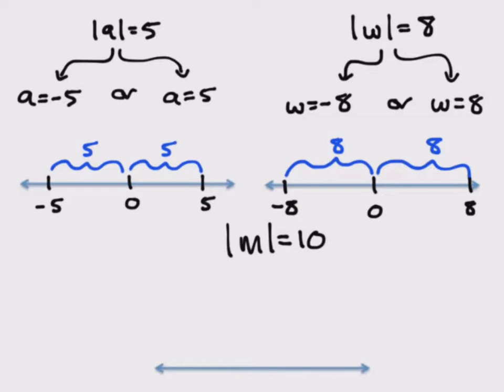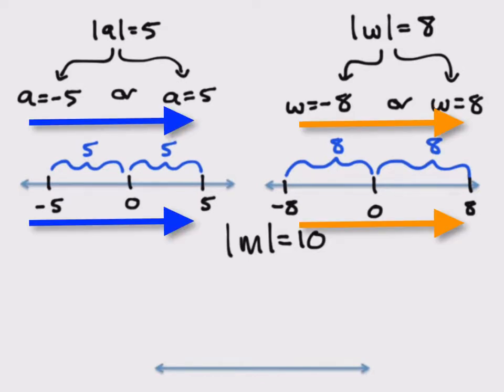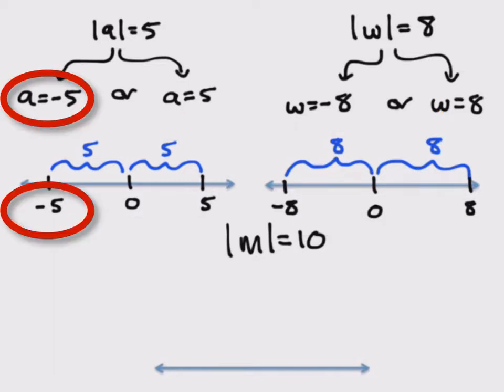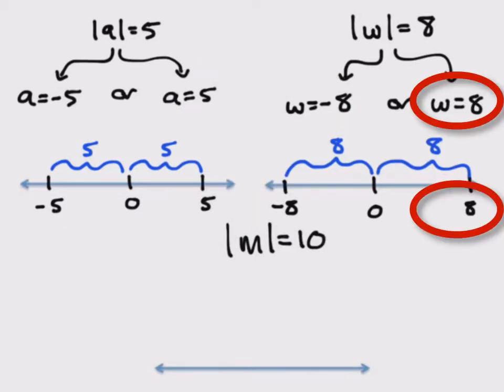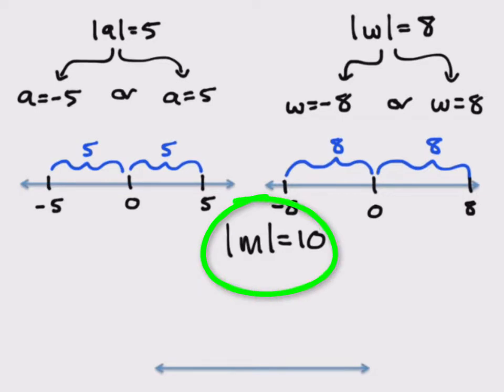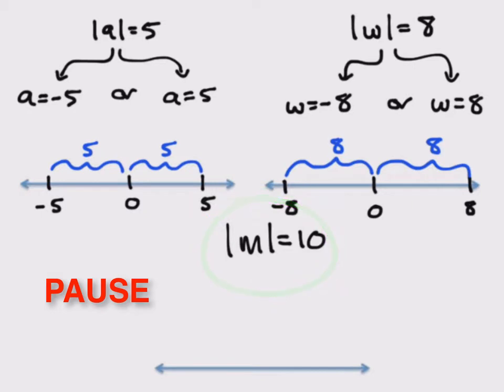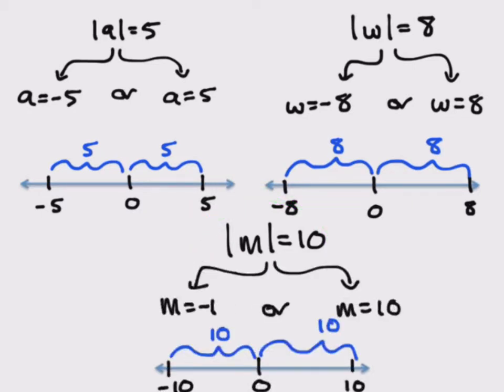One stylistic comment, I like to write my solutions from left to right as they appear from left to right on the number line. So A equals negative 5 or 5 because that corresponds to their position on the number line. Same thing with negative 8 and positive 8. So what about this last equation? Why don't you give this one a try? Not surprisingly, the two solutions to this equation are positive 10 and negative 10.